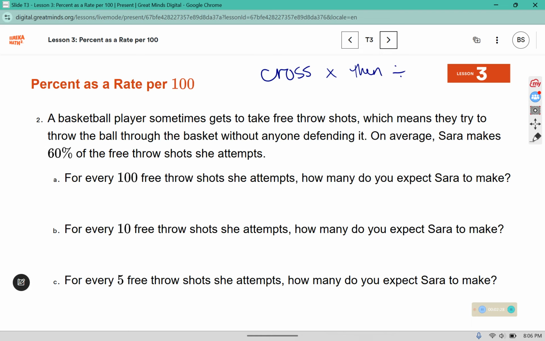Well, we're going to use mental math for these. If it's 60%, that's 60 out of 100. So for 100 free throw shots, we would expect her to make 60 of them.